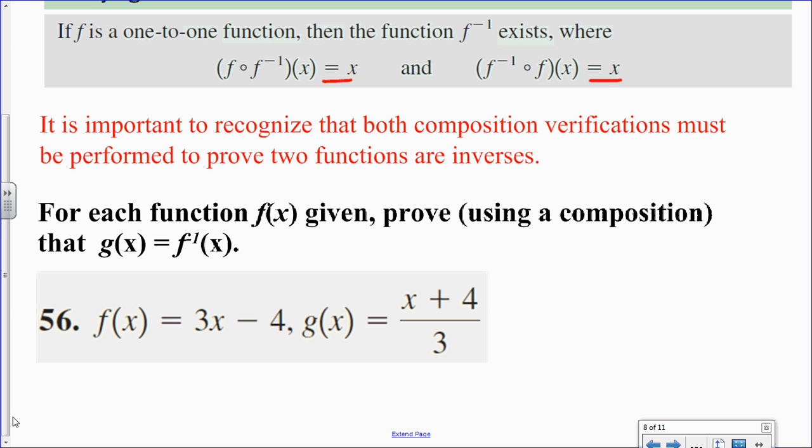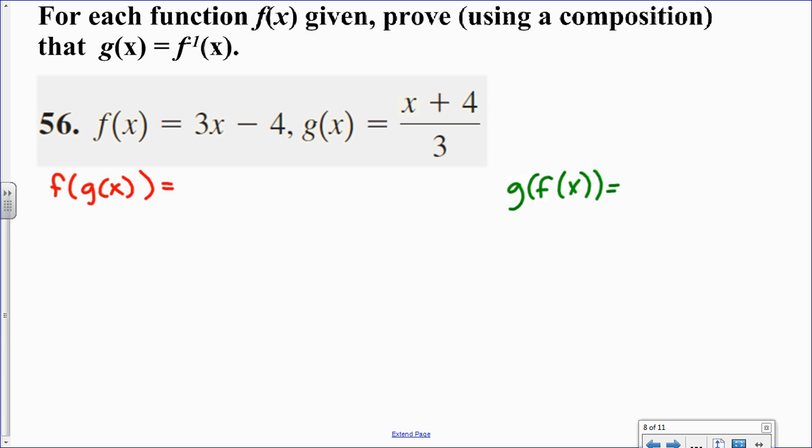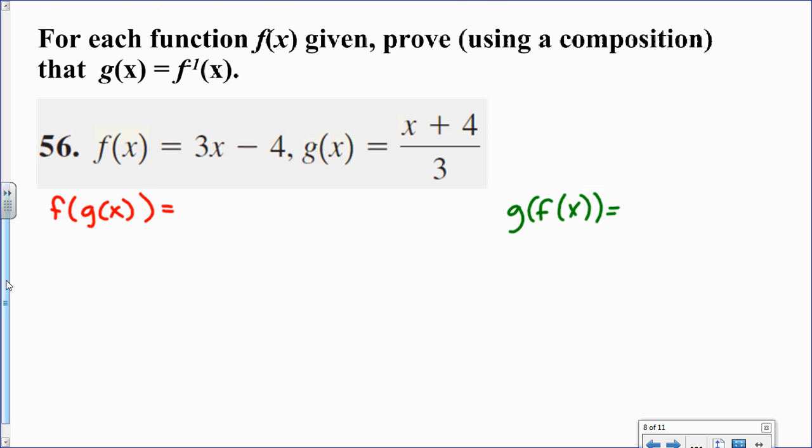Okay, so I want to prove that g of x is the inverse of f. So I'm going to do f of g of x, and then I'm going to do g of f of x. I have to do both ways. So this first one, g of x is the inside function, so this goes into the x of f of x.